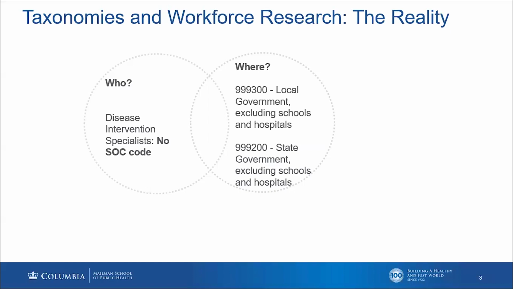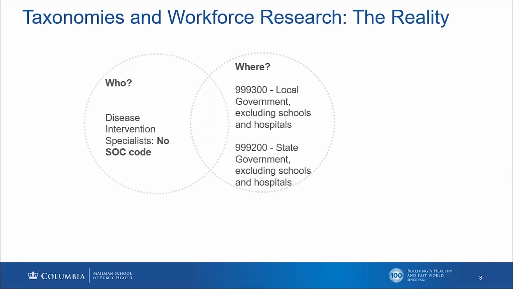So there is the Occupational Employment and Wage Survey that the Bureau of Labor Statistics uses, which could tell us data on how many, for example, epidemiologists work in state government or in local government, but that survey does not use the public health industry code.